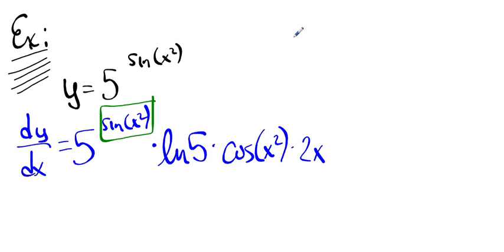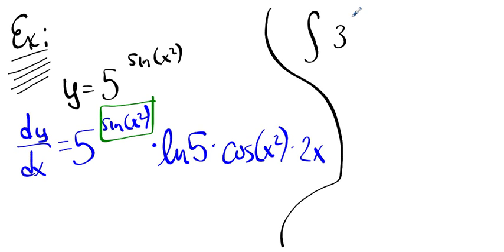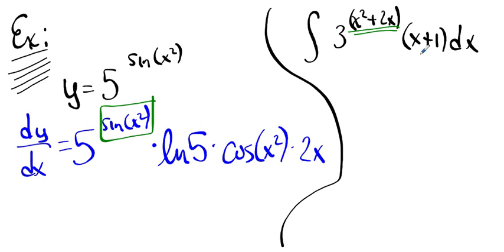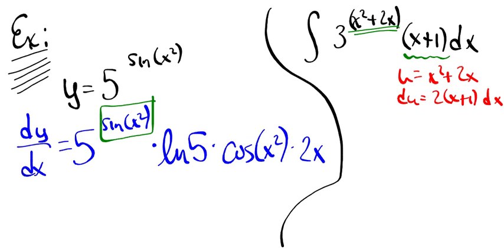The other thing that we should talk about is what happens with integrals like 3 to the x squared plus 2x times x plus 1 dx. And you're thinking to yourself, that looks like a u because that looks like the derivative almost of that. So u is pretty easy to figure, and so is du.